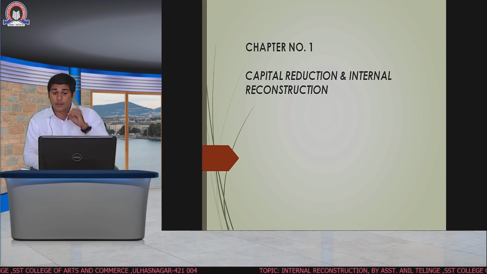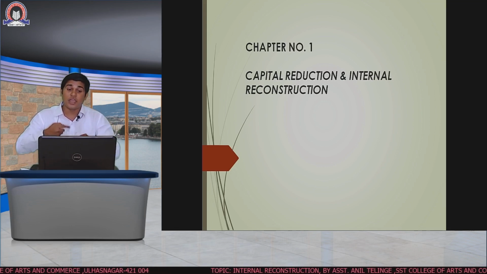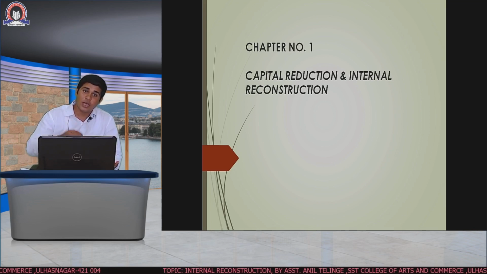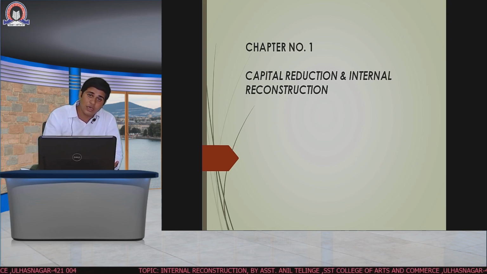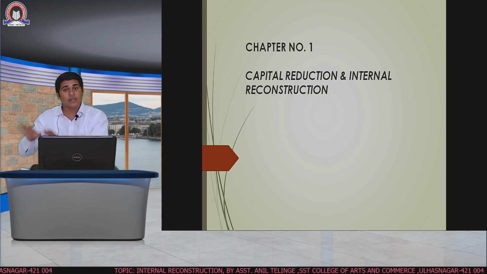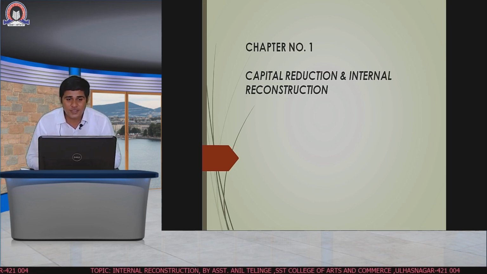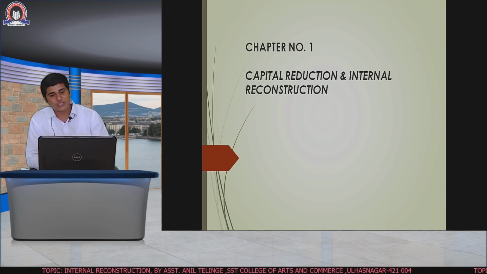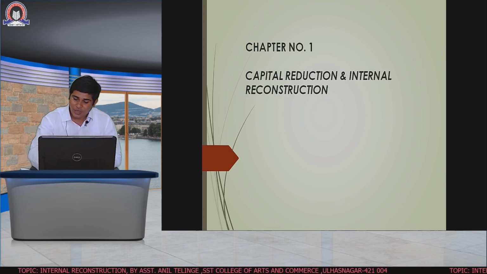That's why the chapter name is capital reduction, but it is internally reconstructed. Internally management came together and internally, by reducing capital, they decline, they write off their fictitious assets. That's why our current chapter is capital reduction and internal reconstruction.